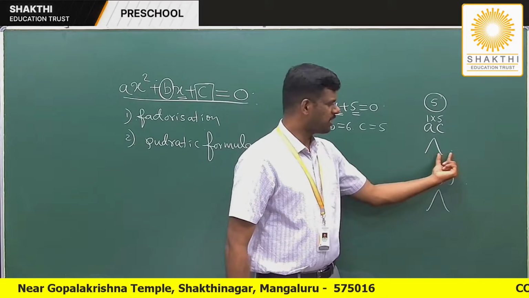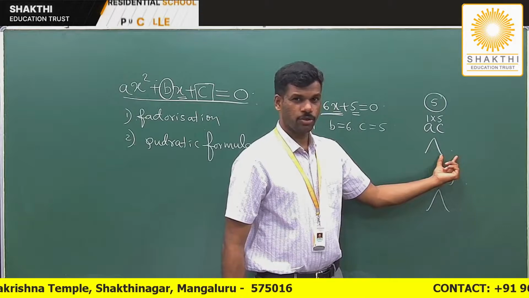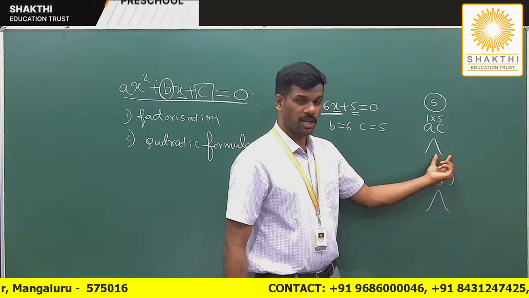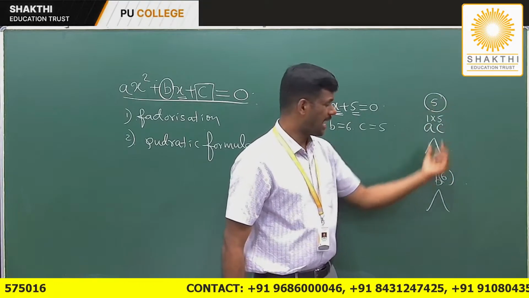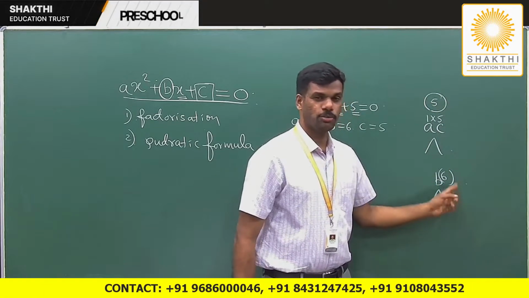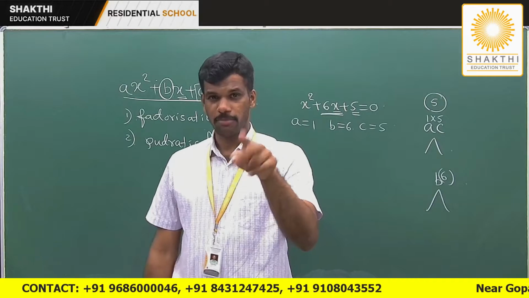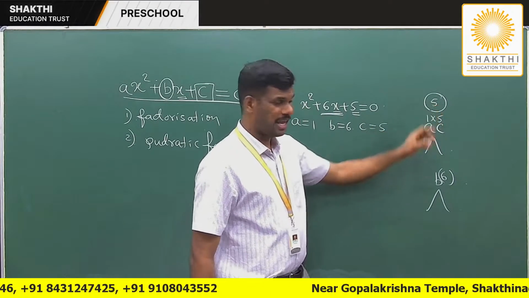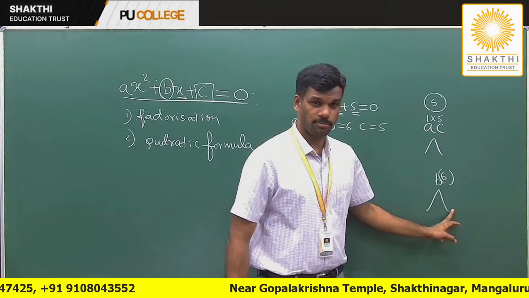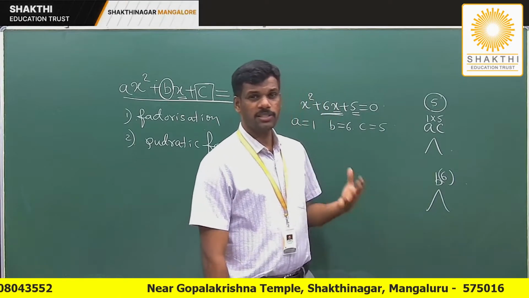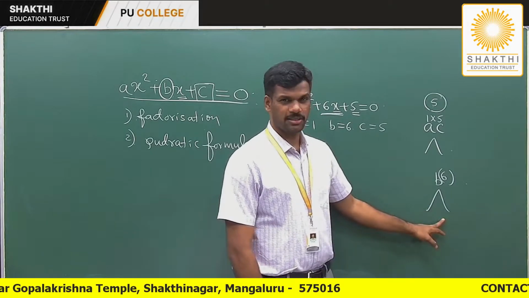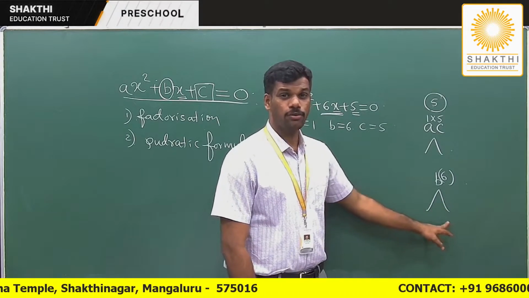The multiplication of the 2 terms should be equal to 5 and the addition of the 2 terms should be equal to 6. I repeat, the multiplication of 2 terms should be equal to 5 and the addition of the same two terms should be equal to 6. If I say 2 into 3, I can say 2 into 3 is 6, but I want the addition of the two terms as 6.